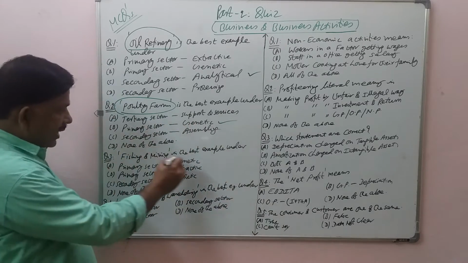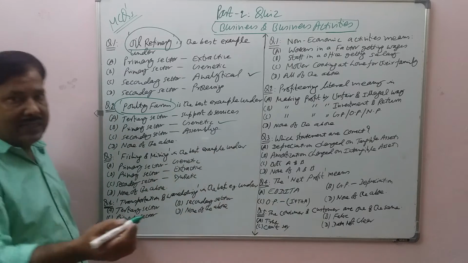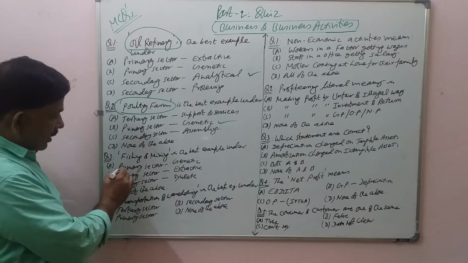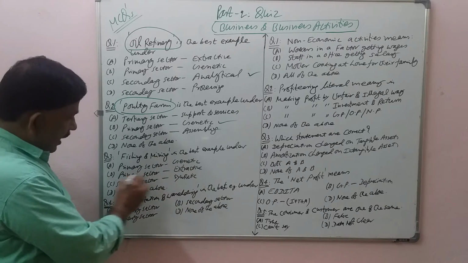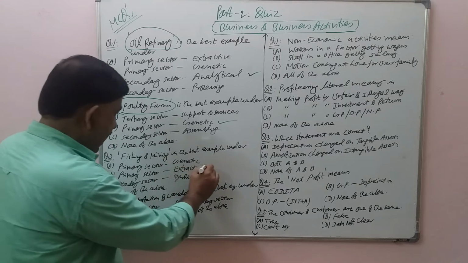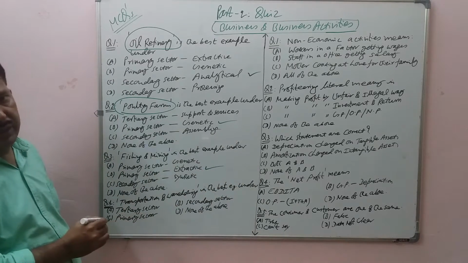Fishing and mining is the best example under, as I have already told just now, primary sector, genetic; primary sector, extractive; secondary sector, synthetic; none of the above. So it's an extractive part. Very simple. Got it?